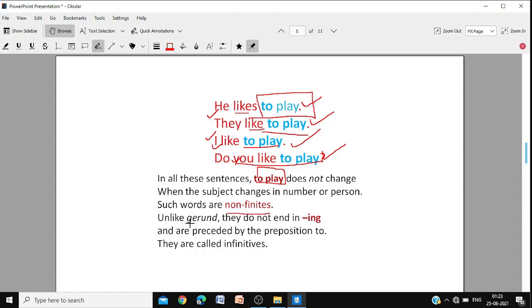Now, gerund was also non-finite, but unlike gerund, here they do not end in ing, but they are preceded by the preposition to: to play, to go, to come, to walk, to run. These are called infinitives. So an infinitive is a non-finite verb, not bound by the subject in number and person, but preceded by the word to.